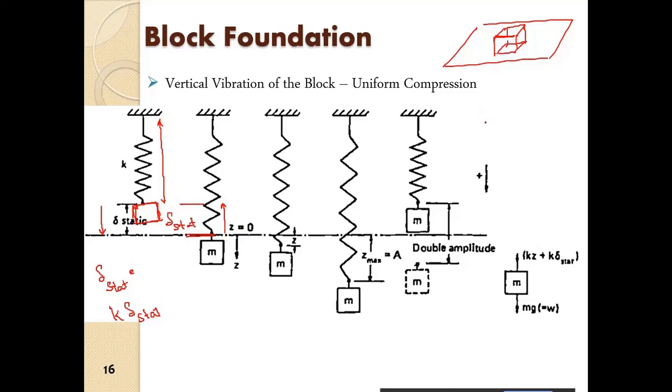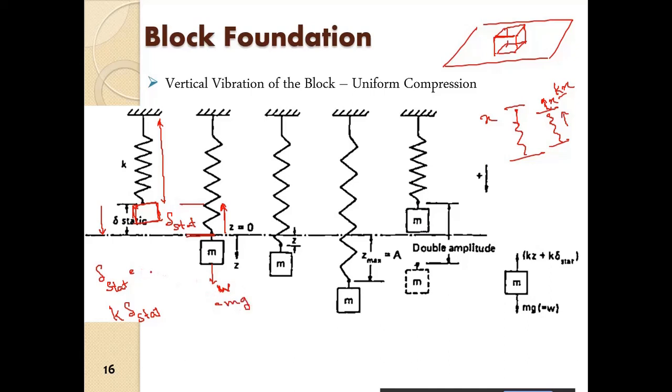So we know that when there is a spring, and there is a compression in the spring of X, then the spring exerts a force of K into X, where K is the spring constant. Similarly here also, K into delta static will pull up, whereas we have the mass, so weight will be there, mg. Weight equal to mg.